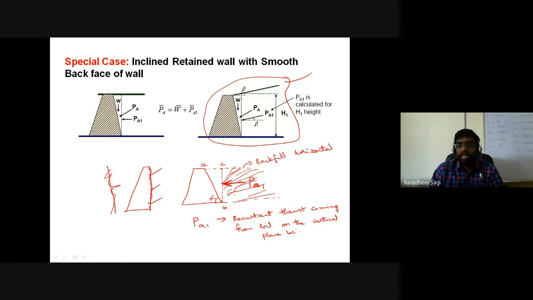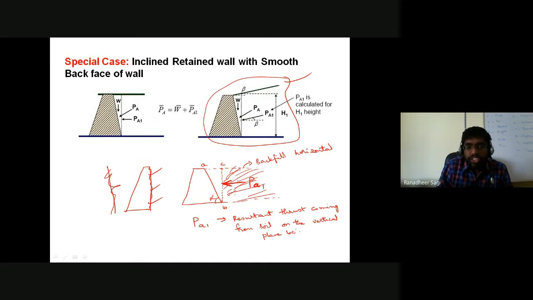But here in this case, the retaining wall is not vertical, it's an inclined surface. So for now, I know how to calculate the pressure exerted by the adjacent soil on a vertical plane. In that same way, I am calculating the net resultant thrust force coming from the adjacent soil on the chosen vertical plane BC. That is what I am representing as PA1.